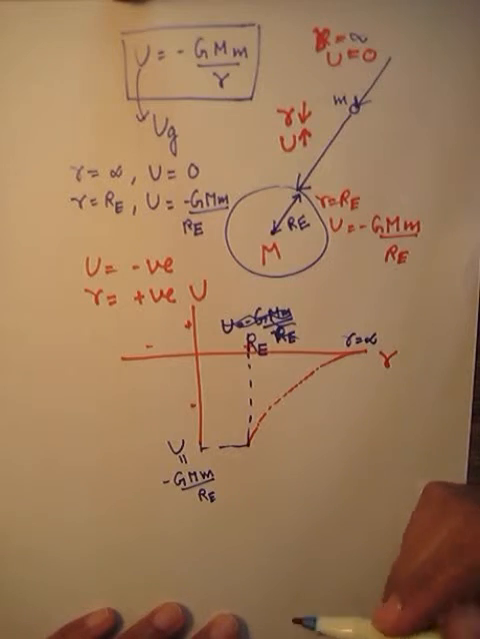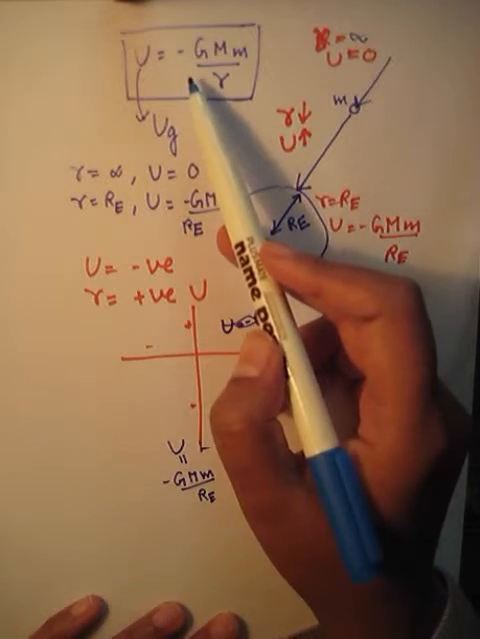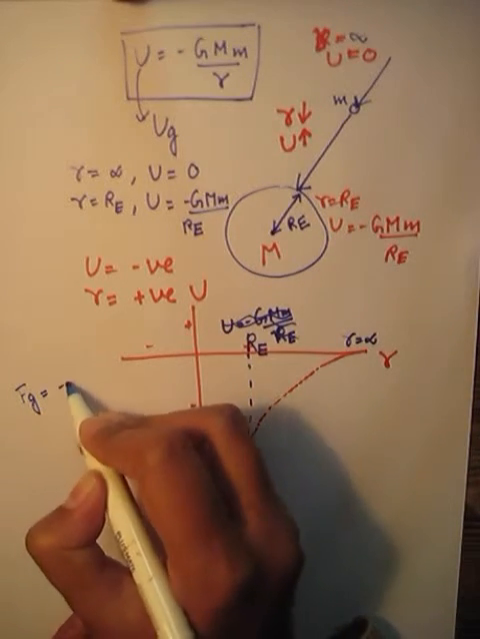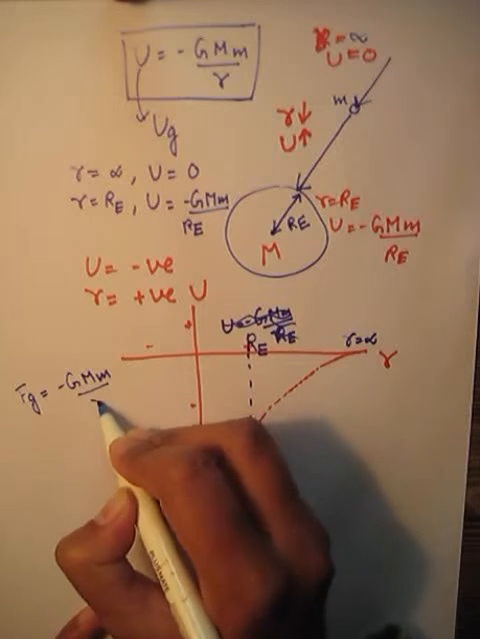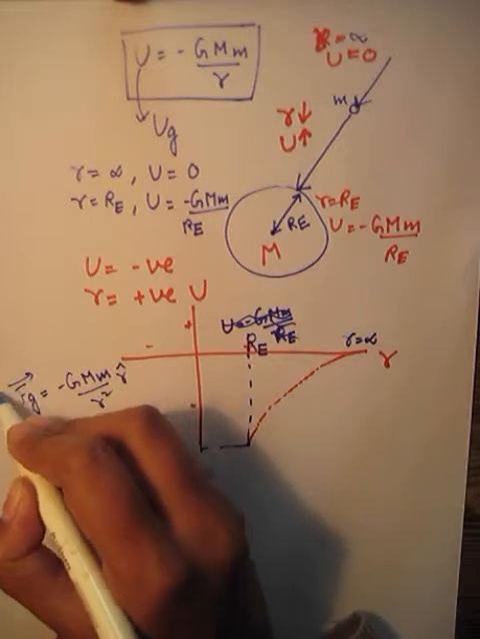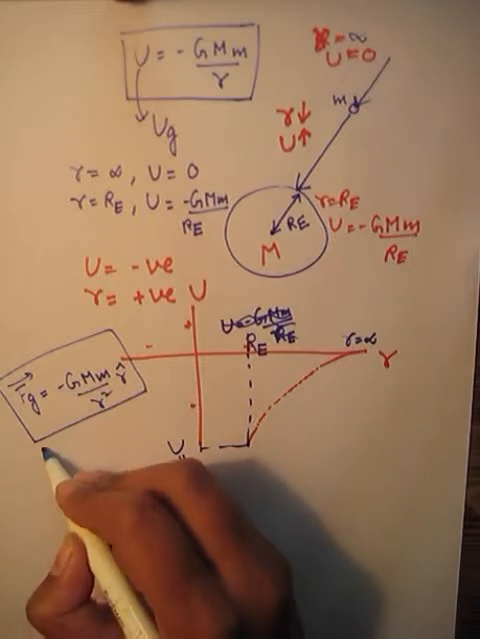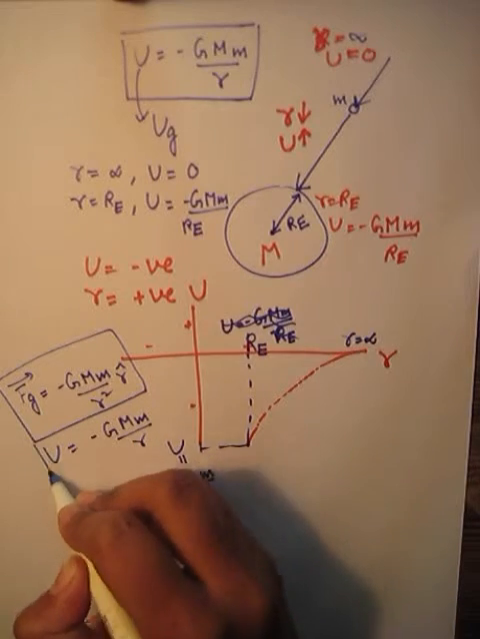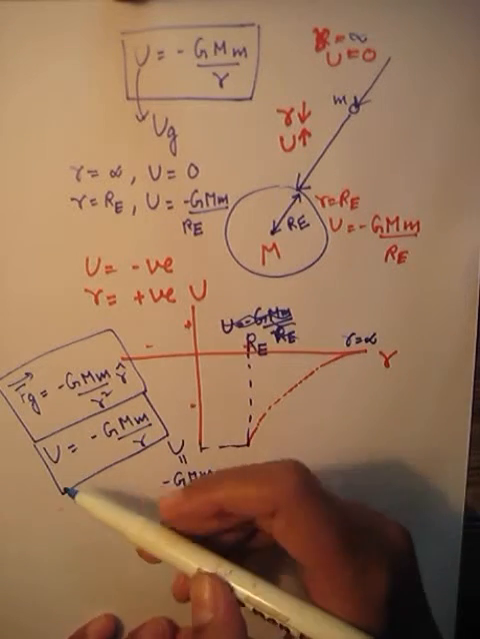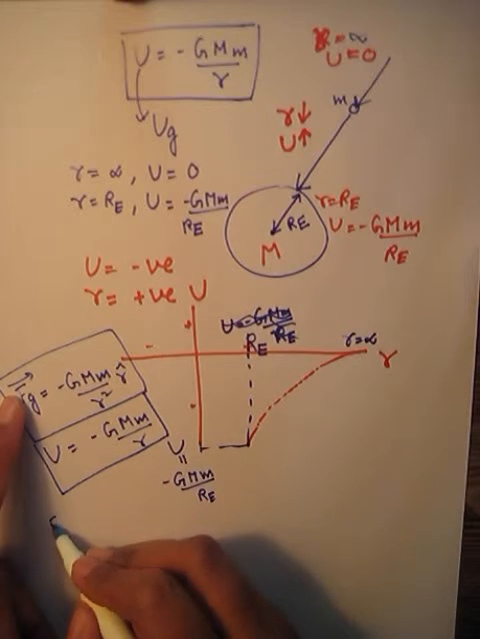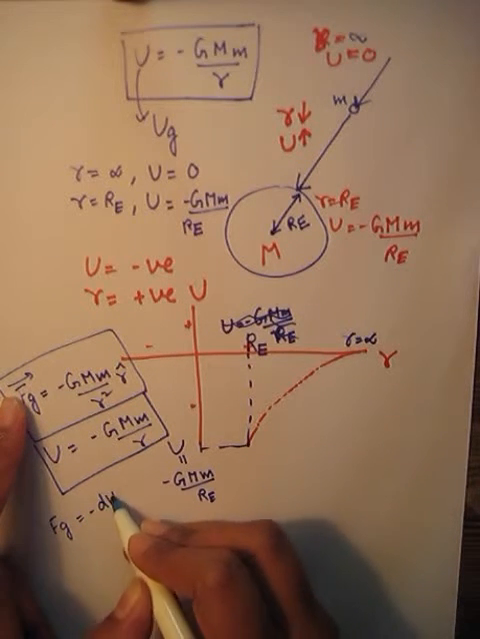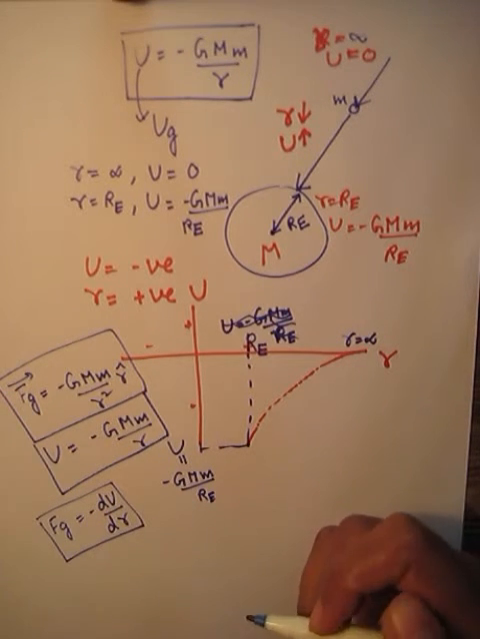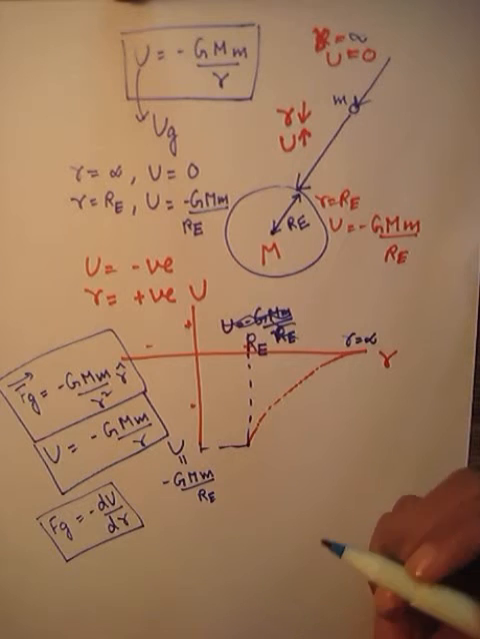So we have found a general relation for potential energy for a general universal gravitational force, which is minus G capital M small m upon R square into R unit vector. So this is the force. Then the potential energy we found is minus G capital M small m upon R. And if we take a derivative of this, we should get Fg. This should also be true for this force, because gravitational force is an internal force and a conservative force.